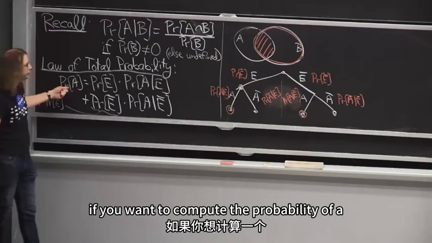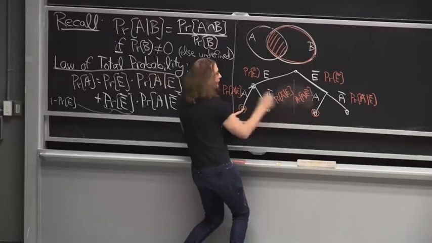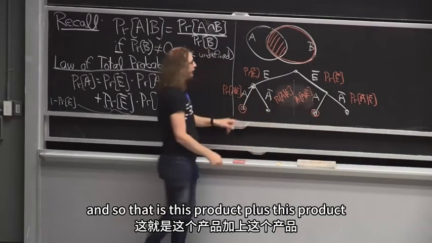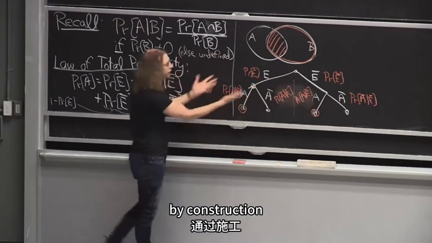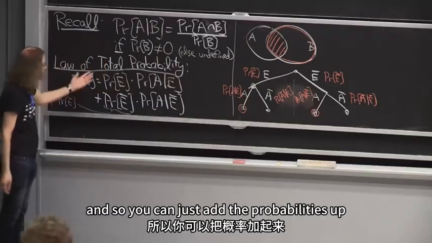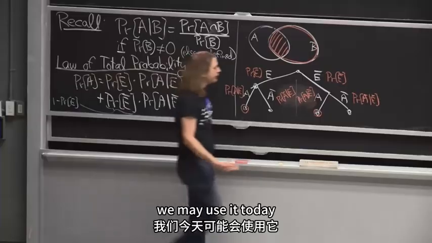In particular, if you want to compute the probability of A, it's these two nodes together. These are the two A branches, and so that is this product plus this product. By construction, everything here is disjoint, so you can just add the probabilities up, and you get this law. Okay, we may use it today.